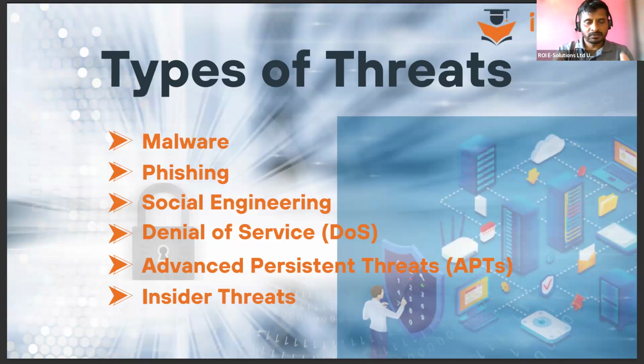So if you look at the word malware, it is made up of two things: mal and ware. Mal means malicious, and ware comes from software. So it's malicious software which is intentionally designed to harm networks, systems, or an individual's data. There are different types of malware: viruses, worms, Trojan horses, spyware, or adware.